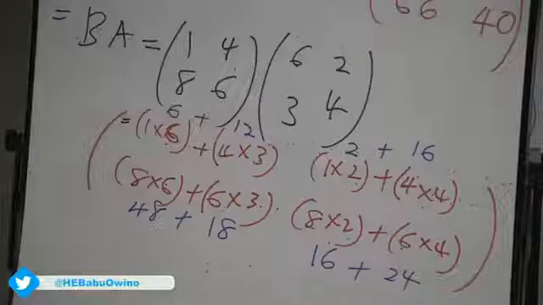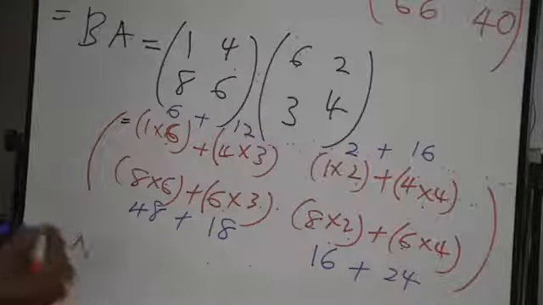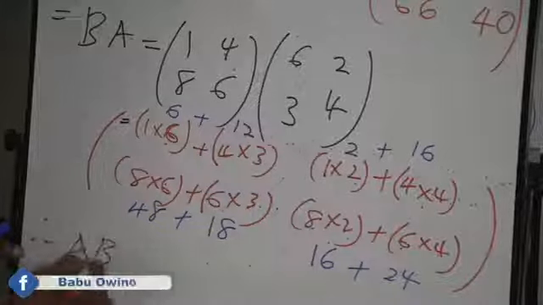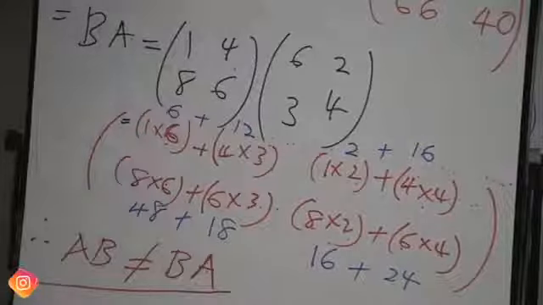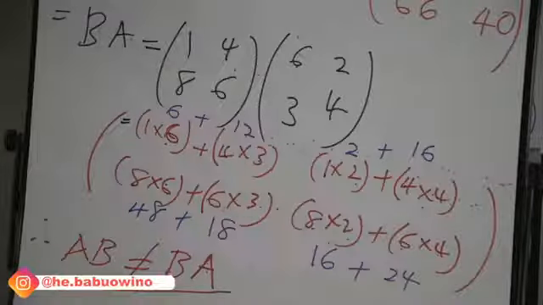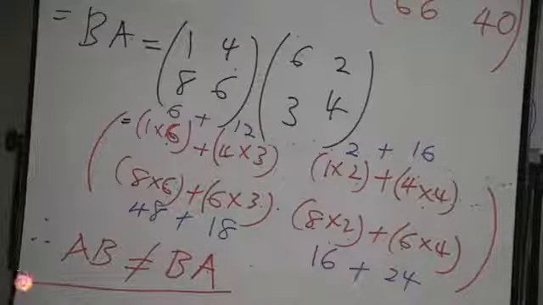Therefore, we conclude by saying that AB is not equal to BA. So when we conclude that way, we say that they are not commutative. So we are done with multiplication.